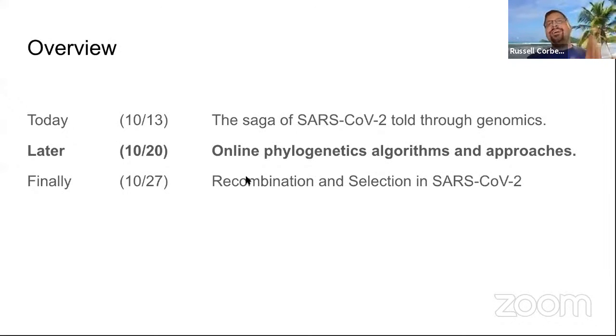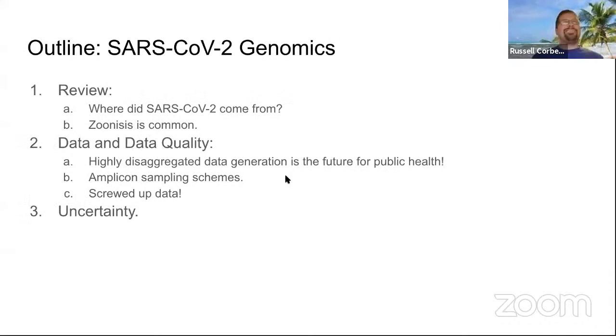That's today. And then, of course, next time I'll talk a little bit about recombination and selection in SARS-CoV-2, both approaches to identify and measure it, and also some things we're working on with you guys that we're really excited about. So today I'll review a little bit where it came from, some important points, talk about our work studying data and data quality issues in SARS-CoV-2, and then some other issues as they come along.